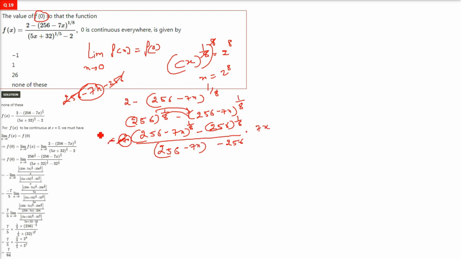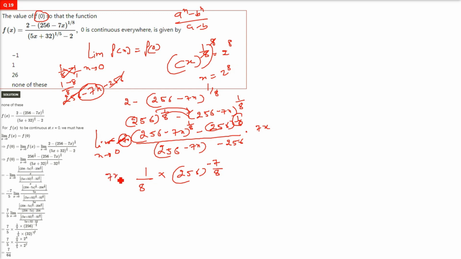This 7x. Now we'll apply the limit. Please remember, limit is not n to the infinity. Limit is x tends to the infinity. So this kind of questions, the result of this a raised n minus b raised n. And here we have the limit x tends to 0, because ultimately it will be 0 by 0 if you put x as 0. So 1 by 8 will come in front. 256 raised to the power 1 by 8 minus 1. So 1 by 8 minus 1, 1 minus 8 by 8, is going to be negative 7 by 8. 7x is already there. So this is the numerator we have got.